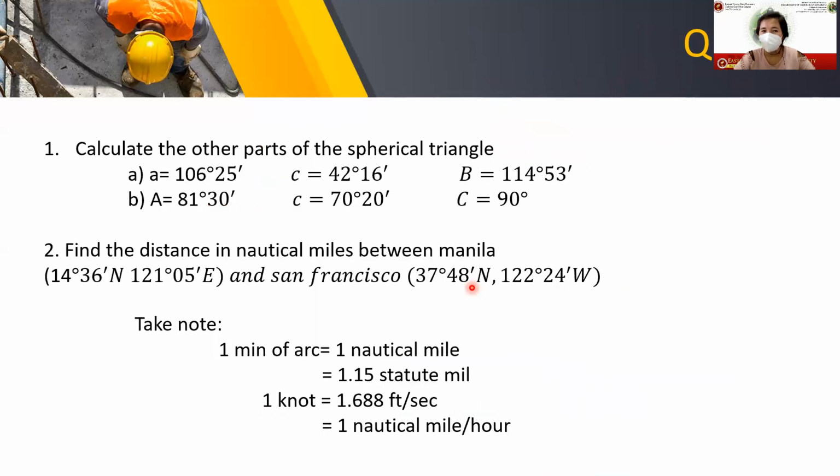So I have here practice exercise. I can give you the answer of this sample problem. If you want to, I can give you. Just message me just to check your solution. And for number 2, just the distance between two positions along the equator.